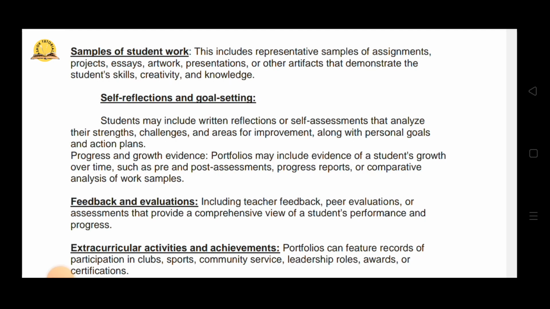Portfolio may include evidence of a student's growth over time, such as pre and post assessment, progress report, or comparative analysis of work samples. So the student portfolio may also include the academic area of the student, that is progress report. Also comparative analysis, workshops can be included, and different types of performances or activities the student has done. So those all may also be included.